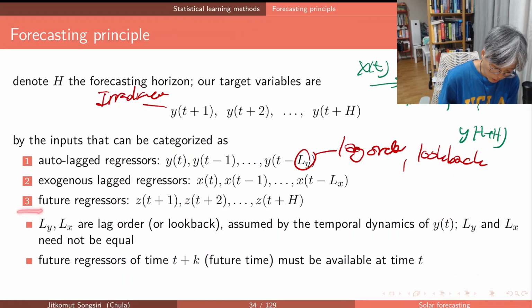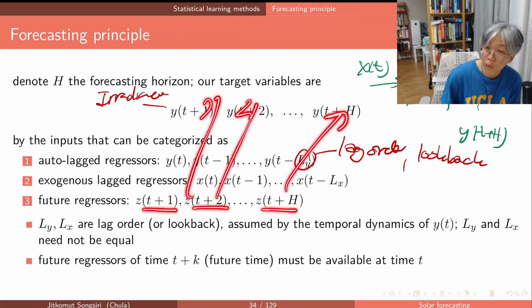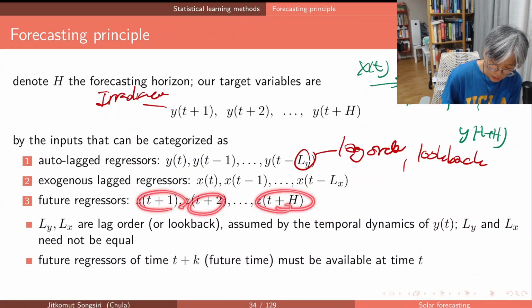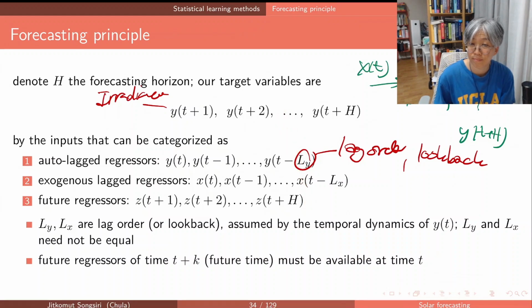The third group is called future regressors. These are variables that are obviously not the same as y. They are other variables, but somehow you can measure their values in the future, and you choose the future time to match with the target time in the future. Again, these variables should be correlated with your future target.